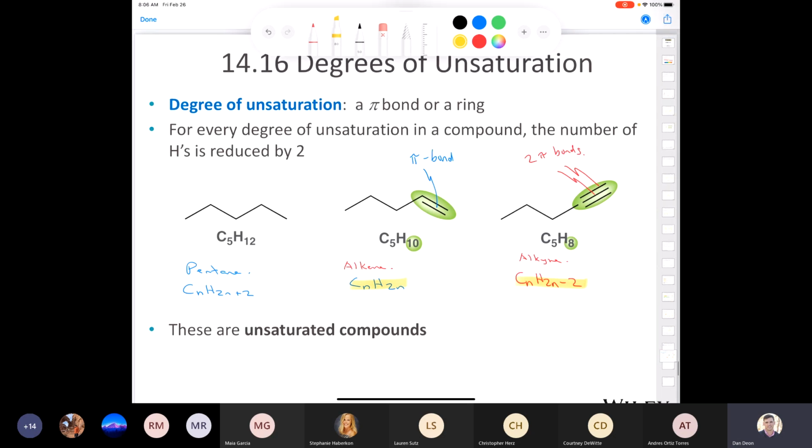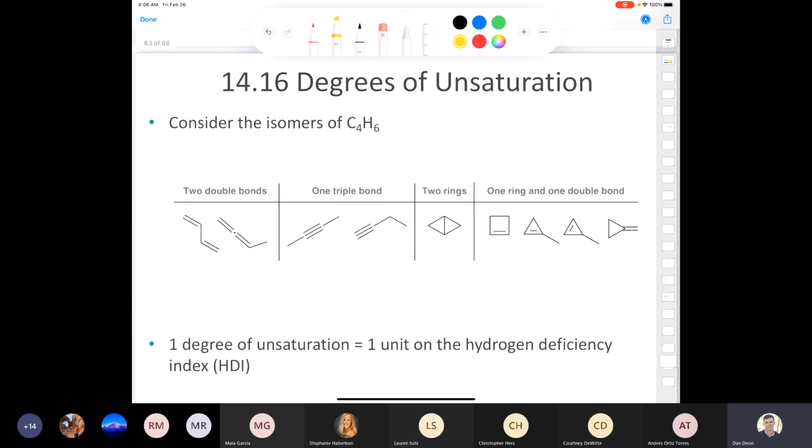Well, let's take a look here. If you take a look at the isomers with this molecular formula, C4H6, what's the generic formula here? It's CnH2n-2, right? You just did that by mental math. If you multiply 2 times 4, you get 8, you subtract 2, which gives you 6. So this tells us that this compound here has an HDI, what we call a hydrogen deficiency index, equal to 2.